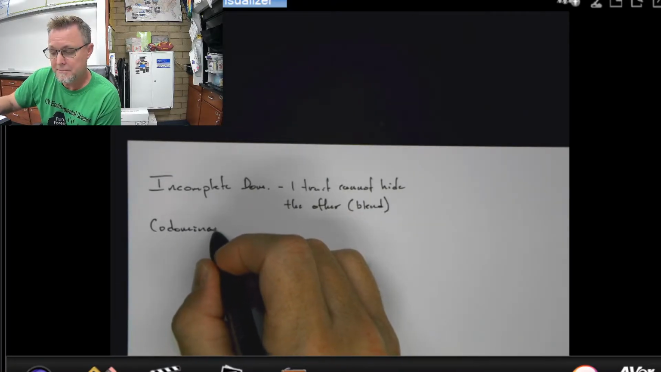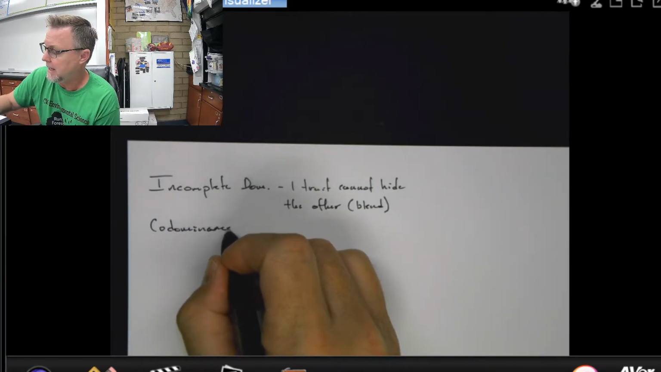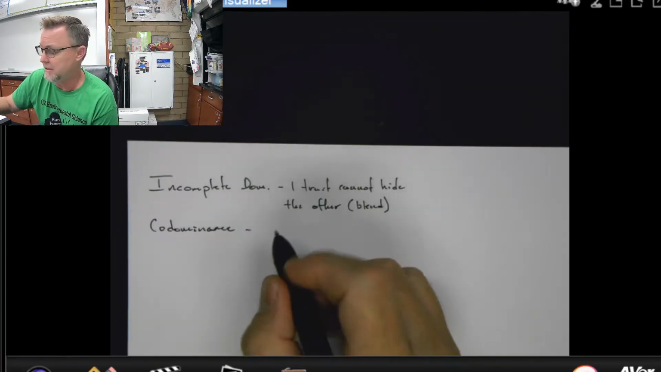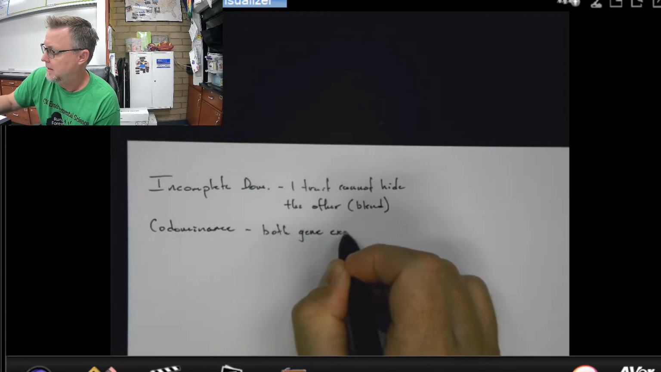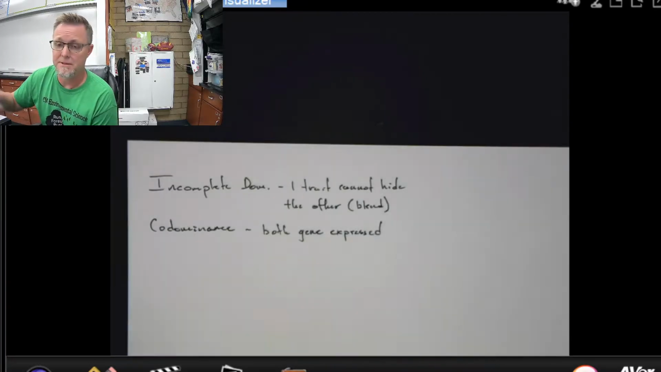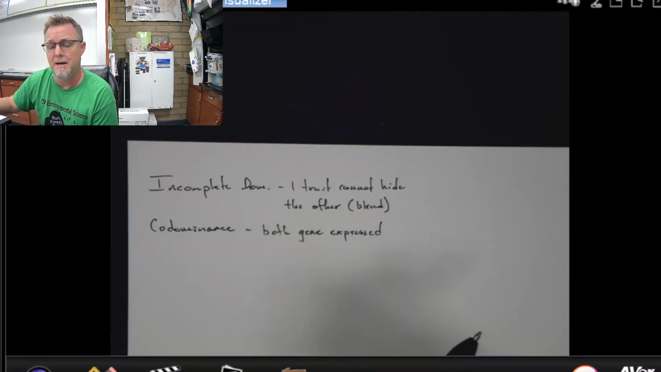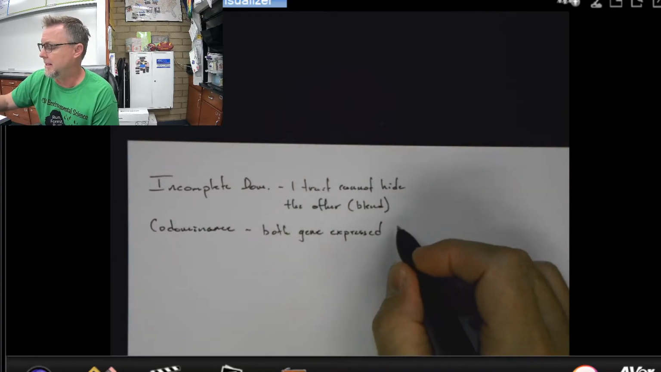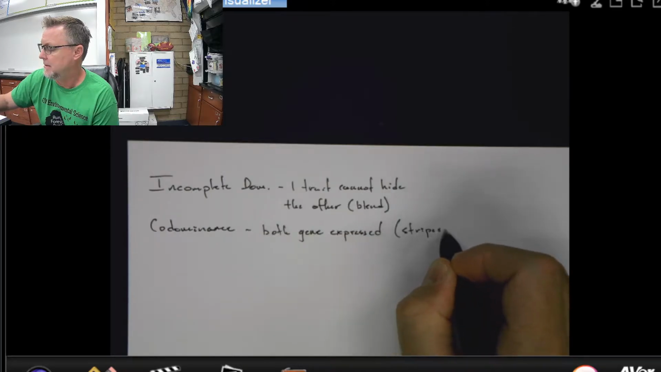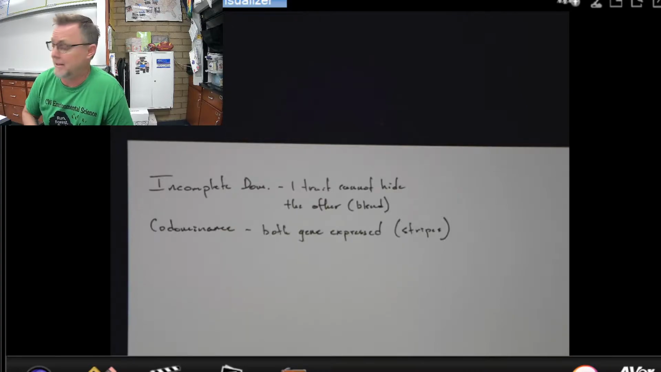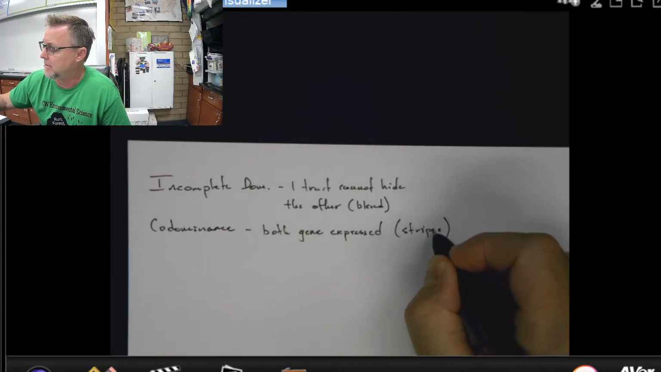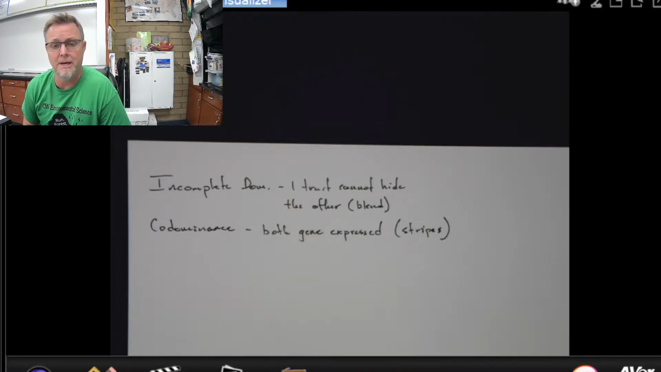Codominance. Okay, in codominance, basically both genes are expressed equally. Both genes expressed. So in the case of our snapdragons, instead of getting pink, you're going to get red and white stripes. So I'll just write stripes. Okay. All right. So red flower crossed with white flower gives you a red and white striped flower, or stripes in your flower. Okay. So let's do a couple crosses and see how this works.